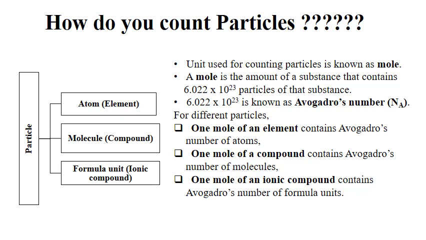For different kinds of particles, Avogadro's number is related to mole in the following way. If you are talking about an element, then 1 mole of that element will contain Avogadro's number of atoms of that element. If you are talking about a compound, then 1 mole of a compound will contain Avogadro's number of molecules of that compound. And if you're talking about formula units, then Avogadro's number of formula units will make up 1 mole of an ionic compound, since ionic compounds are made up of formula units.